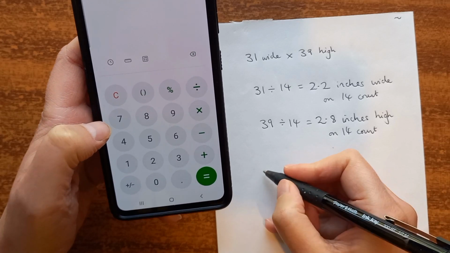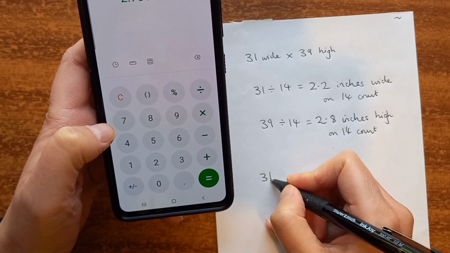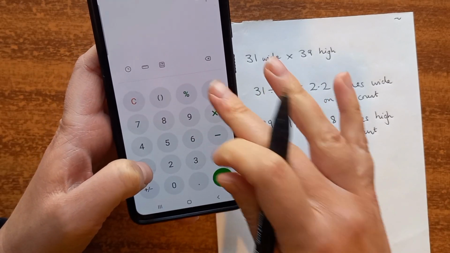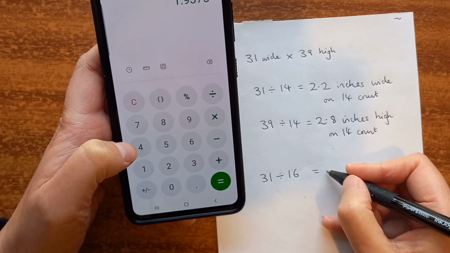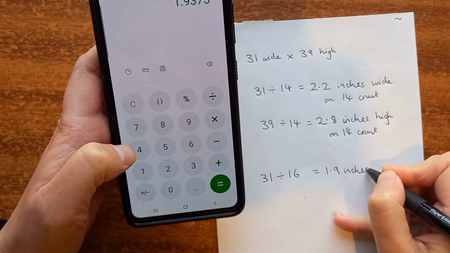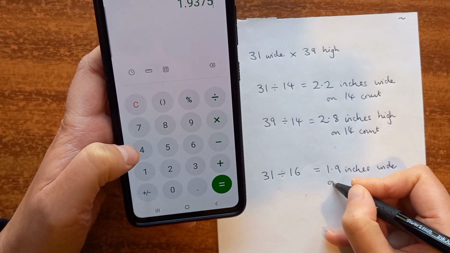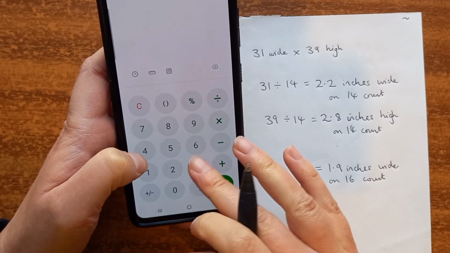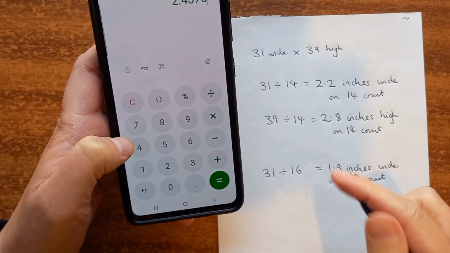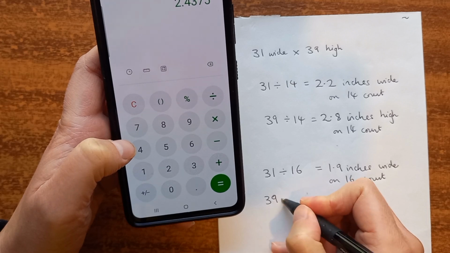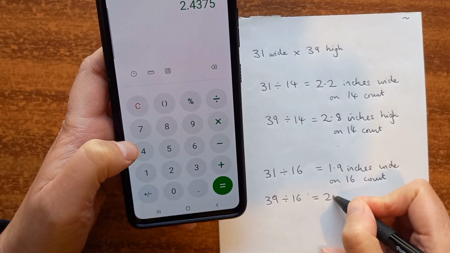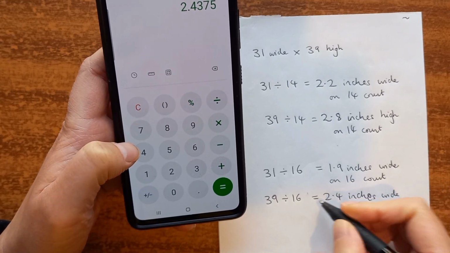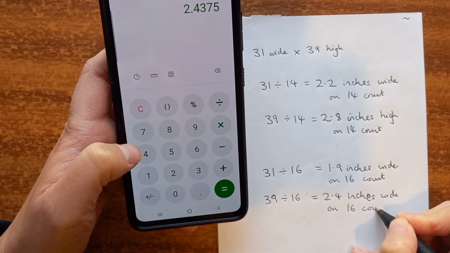But what if you want to use 16 count fabric? Well, then you're going to take the width in stitches and divide it by 16. That's going to be 1.9 inches wide on the 16 count fabric. And we take the height, divide it by 16, and that's 2.4 inches high on 16 count. And so on.